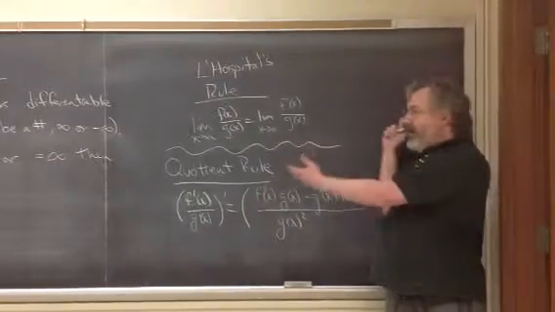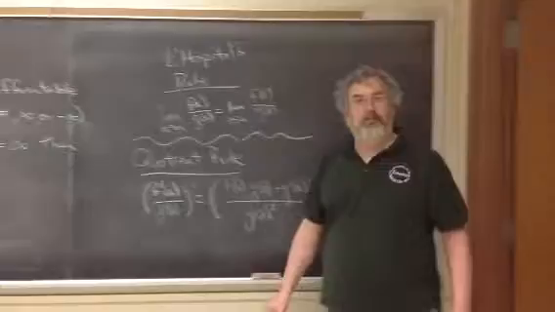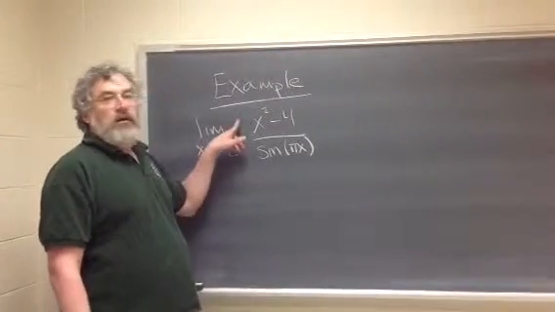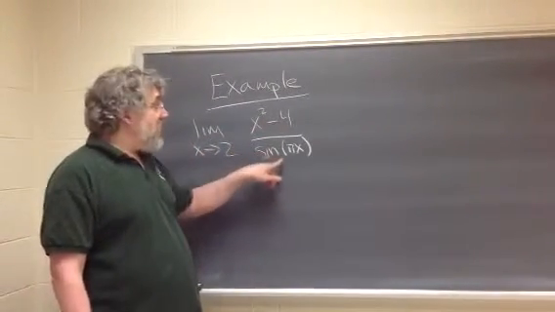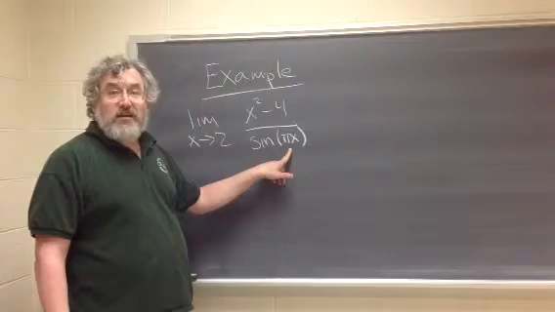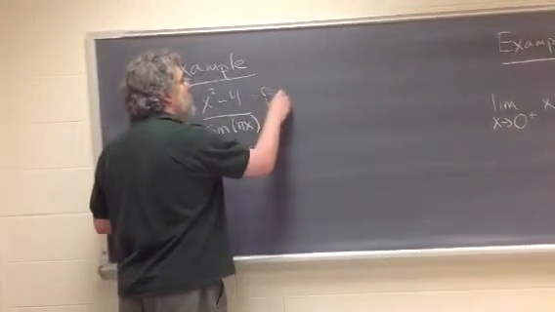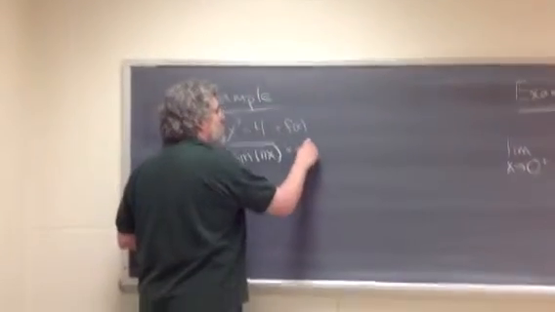Okay, but talking about it is one thing. Let's do some examples. It's really not that hard to use. Here's our first example. What's the limit as x goes to 2 of x squared minus 4 over the sine of pi x? Well, the first thing to do is see if L'Hopital's rule applies. So we'll call this f of x. We'll call this g of x.